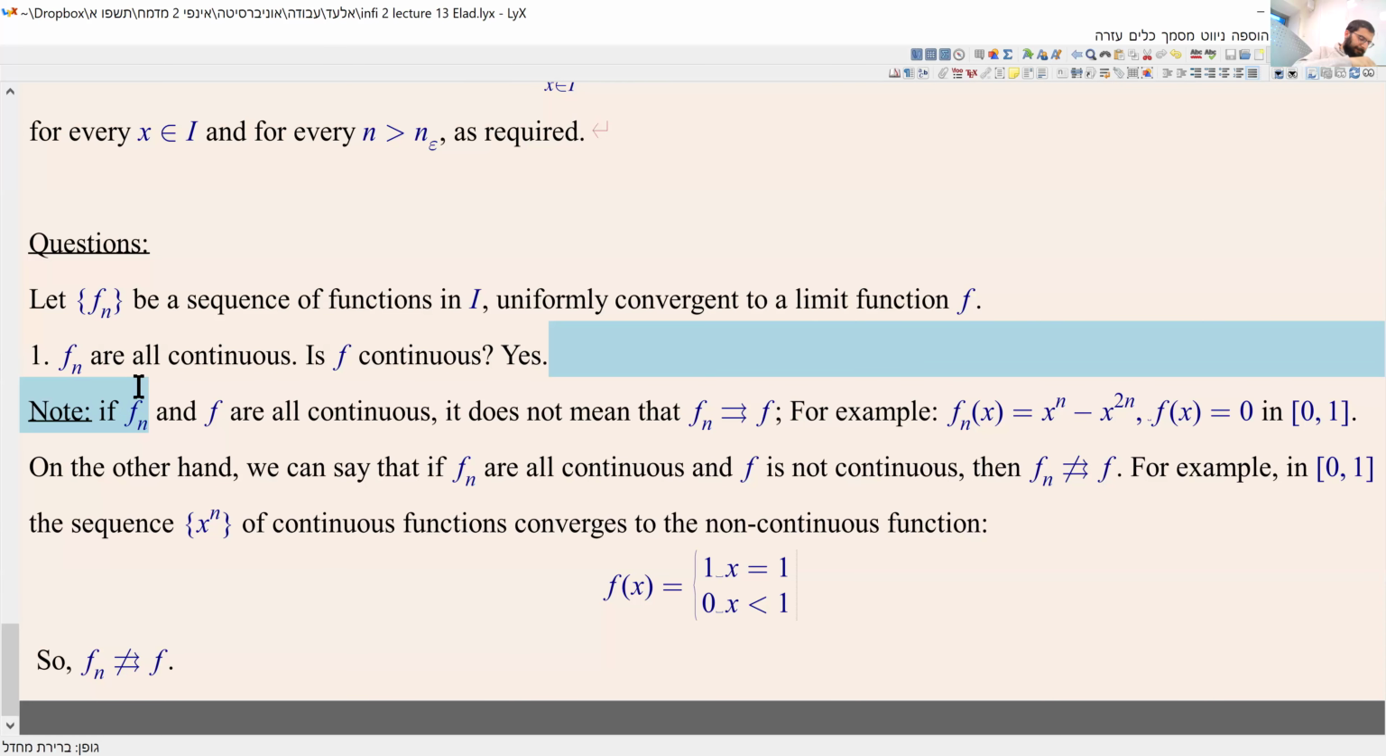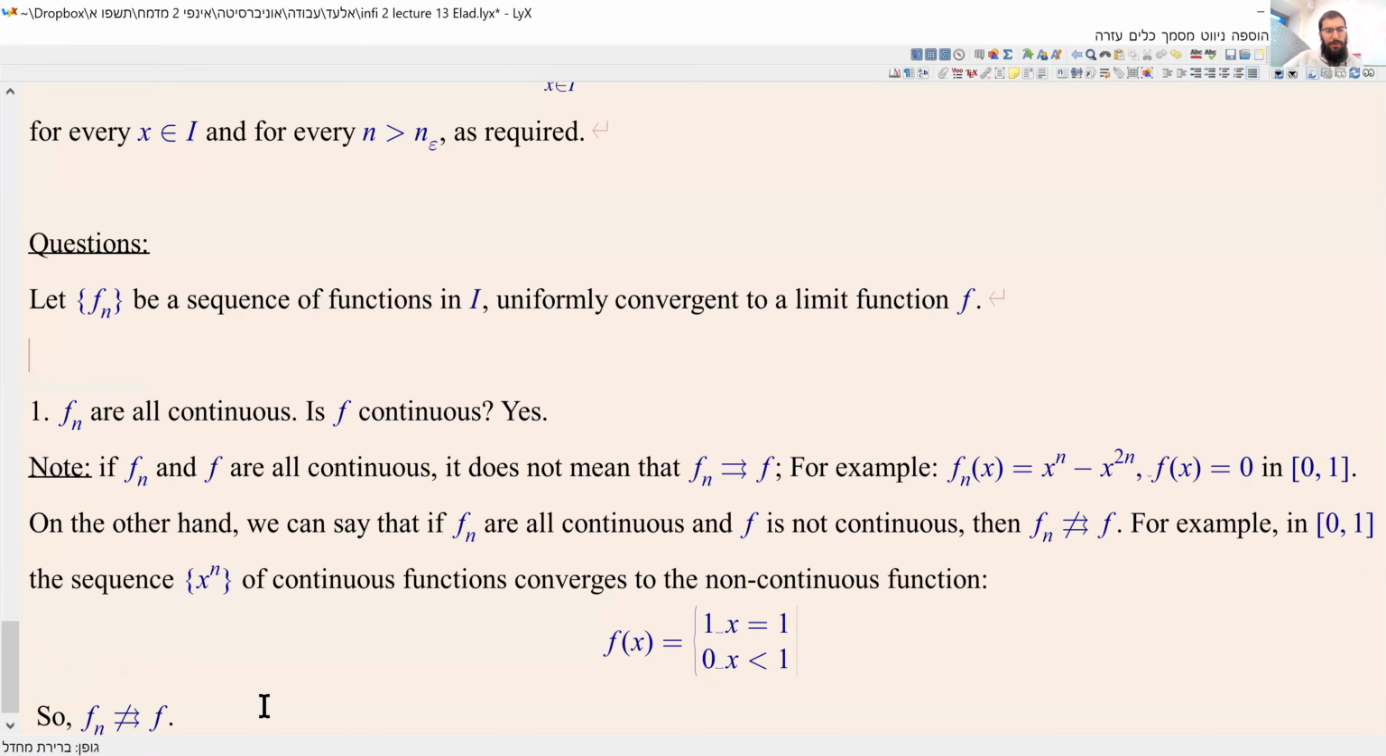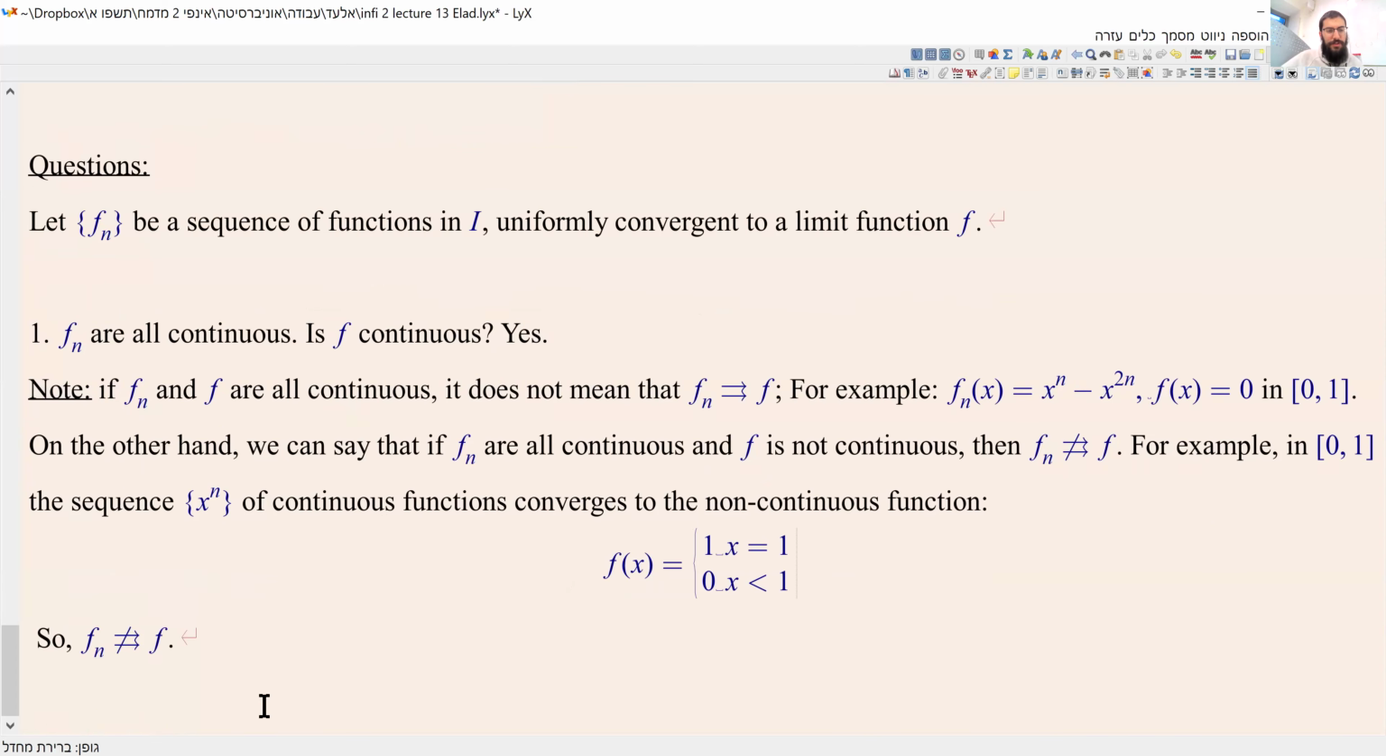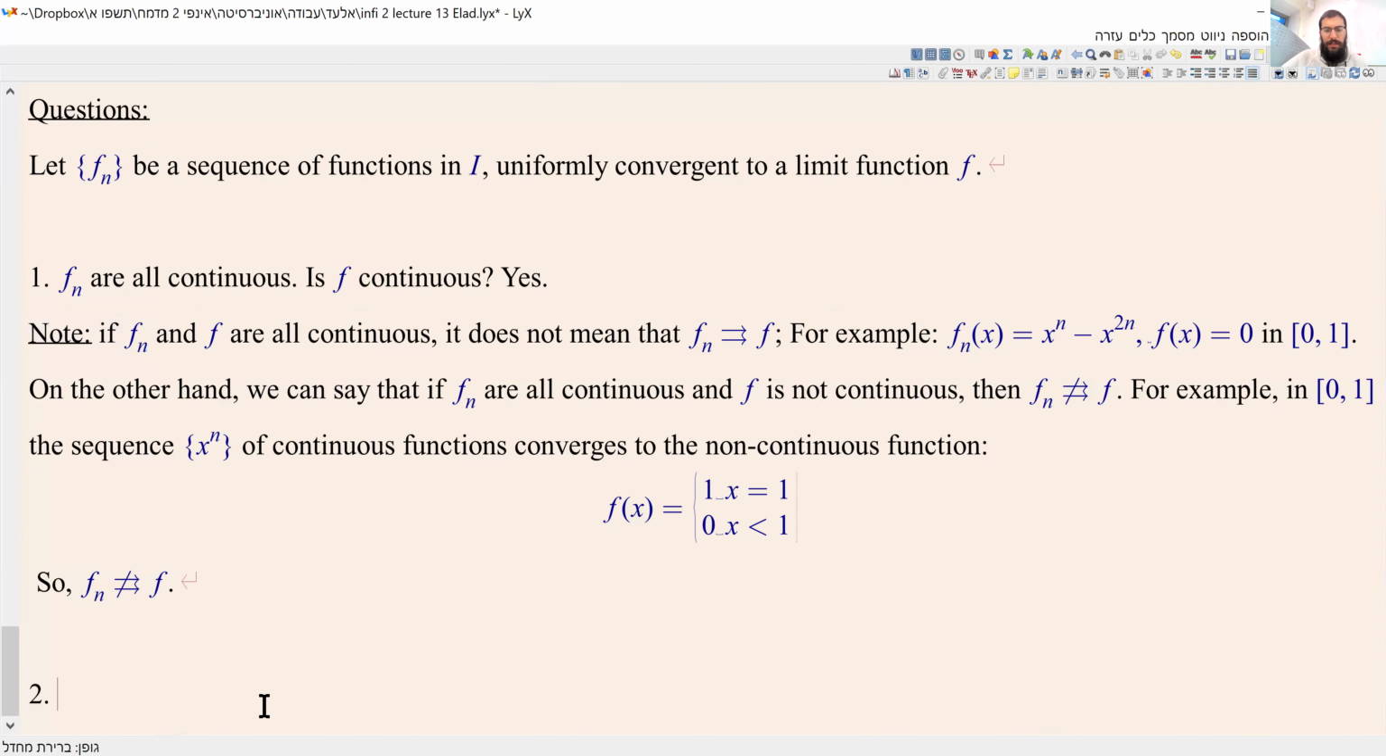As I said, we will probably prove it on Sunday. Not promising anything, of course. So this is the first question. Okay. What about the second question about differentiability?